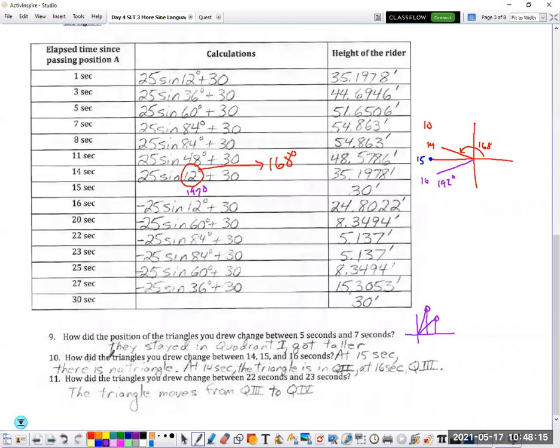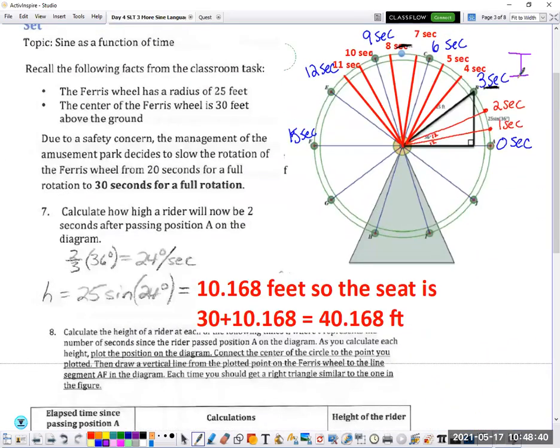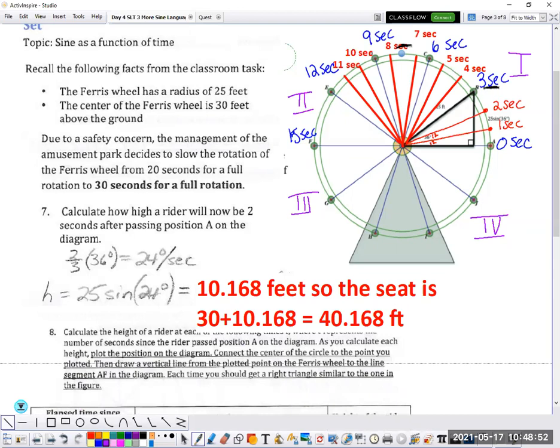Okay, so how did the triangles change? At 14 seconds, we are in quadrant 2. At 15 seconds, we are right on the line. At 16 seconds, we've kind of moved down into quadrant 3. So same thing here, 22 to 23 seconds, it's going to move from quadrant 3 to quadrant 4. Instead of thinking of this as a Ferris wheel now, we're going to start thinking about this as quadrants 1, 2, 3, 4, and we're going to think of these as the XY axis.